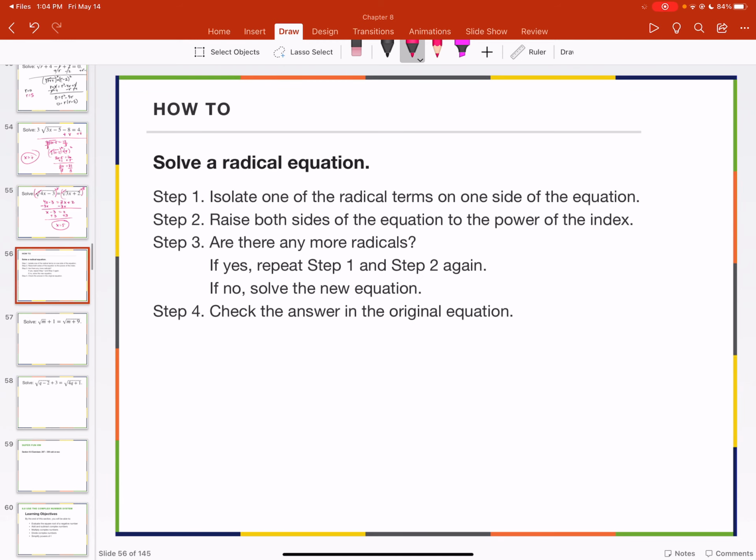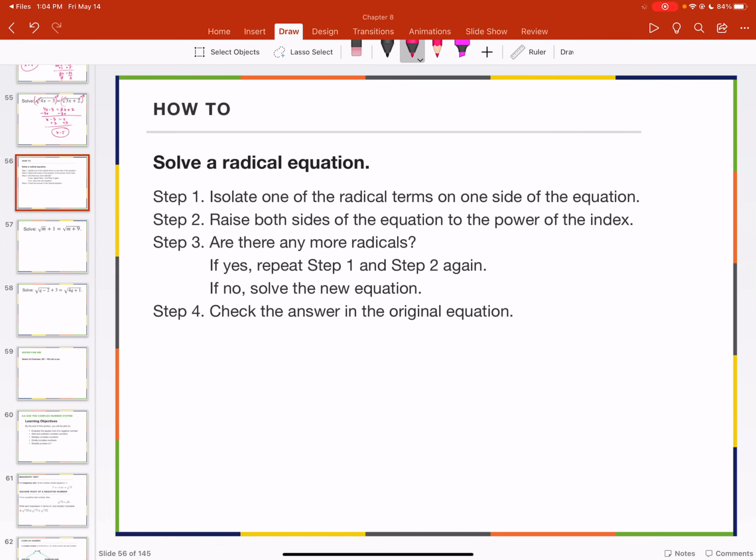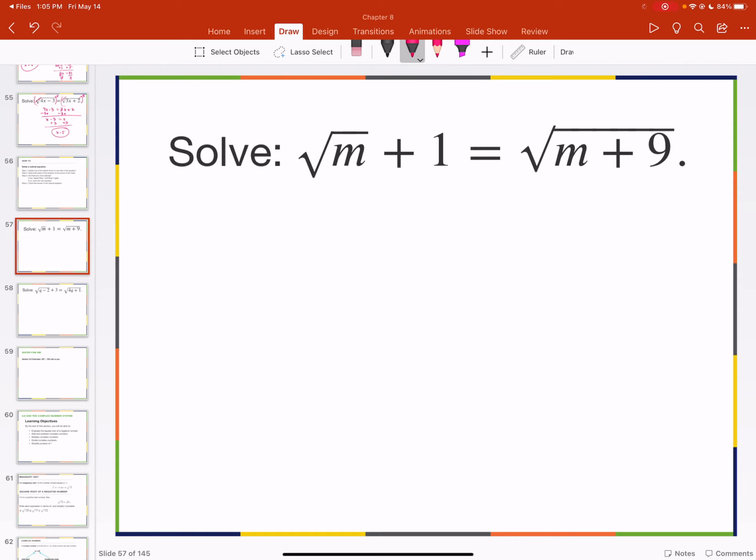Okay, so just to recap, what if you have more than one radical? Isolate one of the radical terms on one side, raise both sides to the power of the index. If there's any more, just repeat. So let's show you this. Here, square root of m plus 9 is already isolated, so what I'm going to do is square both sides.